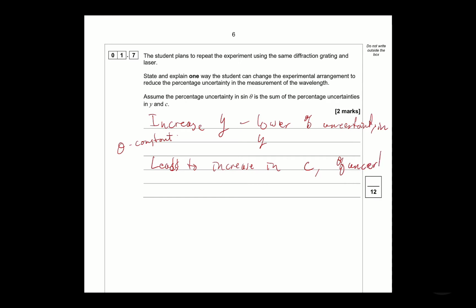Which means that the percent uncertainty is lower in C. I apologize for my handwriting, but I've taught you guys for long enough, you know. Your absolute uncertainty is based on your measuring device and your measuring technique. Your percent uncertainty depends on what you're measuring. So by increasing y, we're going to have a lower percentage uncertainty in y, and therefore a smaller percentage for C.